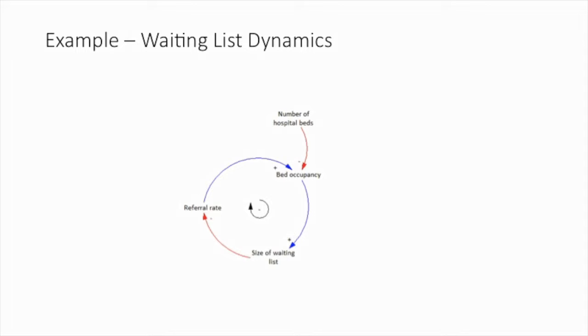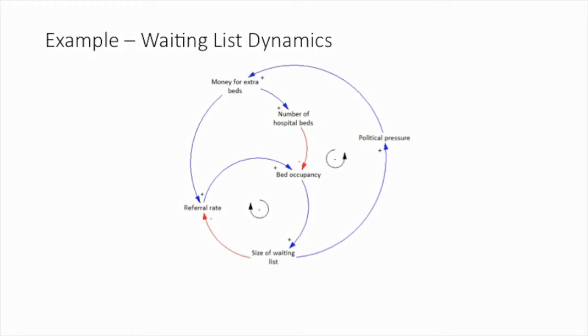The point, though, in this particular example, is to try and highlight some of the behavioural aspects in the context of this whole event. So what we might have is some unintended consequences happening within this system. We might have the size of the waiting list influencing political pressure that's being placed on the system. That then might lead to some money for some extra beds, and that money for extra beds will then increase the capacity within our hospital, which might help reduce the size of our waiting list and have an overall positive impact. However, this might have an unintended consequence on the referral rate as well.